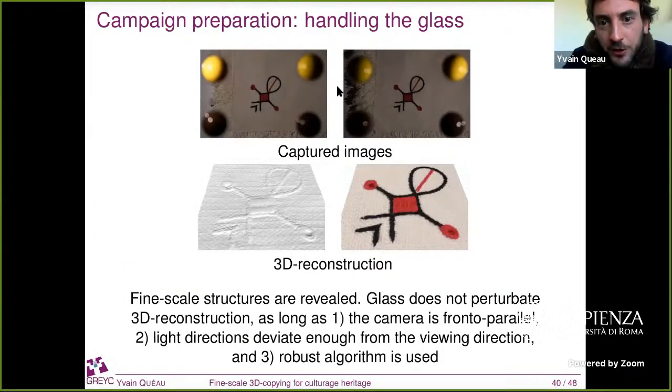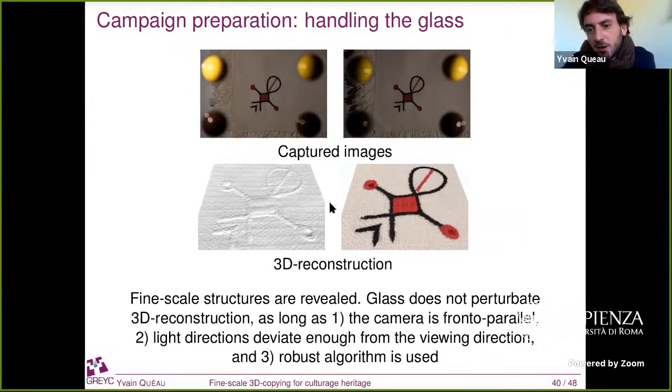Here is an example of two images that you can get by varying the light source in front of the surface. And good news, it was actually working. We get the 3D reconstruction here in the middle. On the left, just the 3D shape. On the right, I'm showing the 3D shape with the estimated reflectance mapped onto it. What's good for us is that the fine-scale structures are well recovered. This is good for the Bayeux Tapestry.